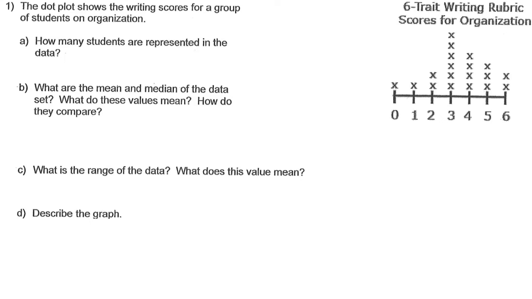The very first thing we're going to do is use this dot plot right here to answer some questions. This specific dot plot is representing the writing scores for a group of students on their organization. And the very first question it asks is, how many students are represented in the data?